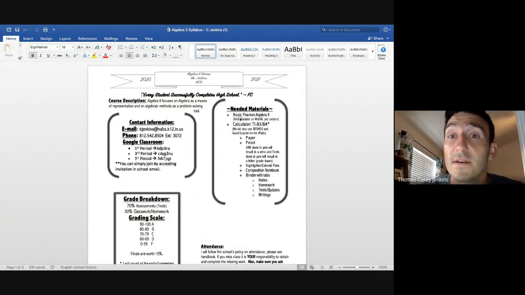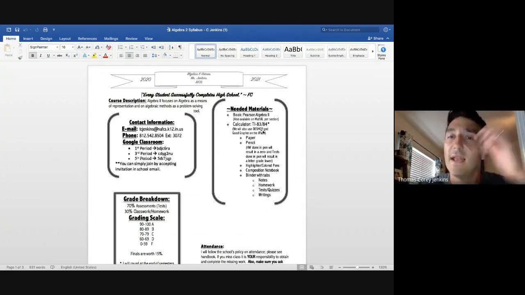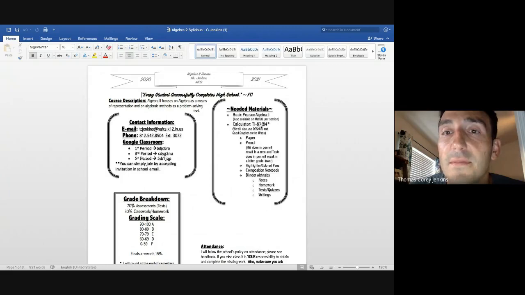Materials that you need. You don't really need to bring this book, but that's our book, Pearson Algebra 2. You do need a calculator, a TI-83 or 84. You can get by using Desmos quite a bit, so you can work around it, but that being said, there are just a few things that the TI-83 can do that Desmos cannot do. So get one, it'll be the last calculator you ever have to buy.